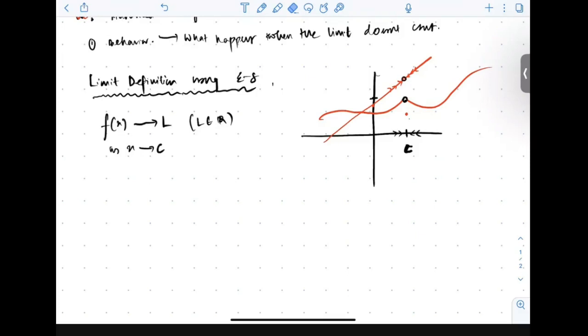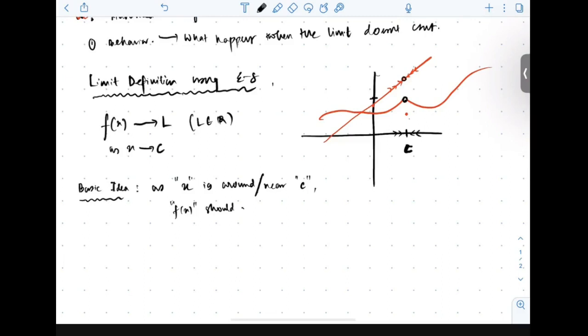So the basic idea is that as x is around or near c, f(x) should also be around L, the limit value. Okay. So this is the basic idea. As x is around c, f(x) is also around L.